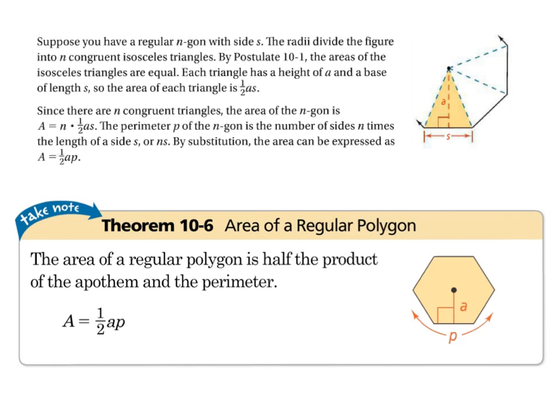To summarize this, the area is equal to the number of sides times 1/2 the apothem and a side. We know that the perimeter is n times s, the number times the sides. So let's take this and this and replace it with a P. And that's how we got the equation: area equals 1/2 of the apothem and the perimeter.